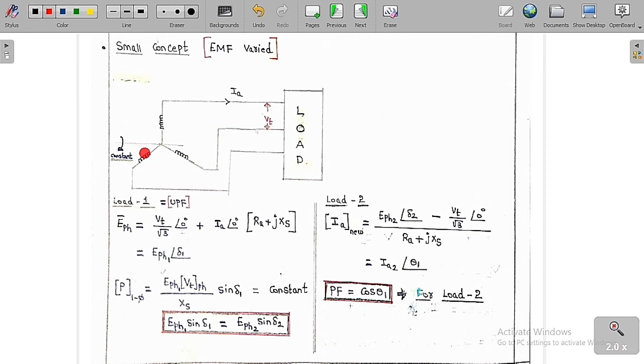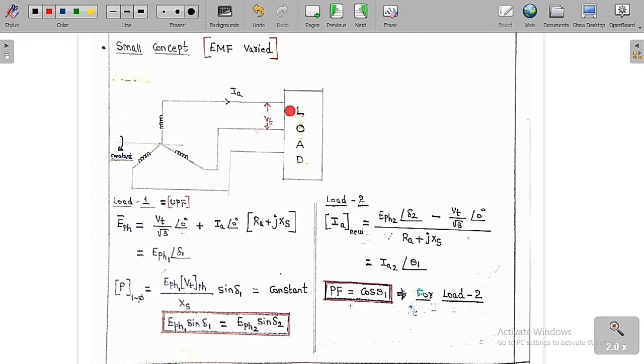As I have already told you, we give a constant mechanical input, so the active power is always constant, whether you increase the excitation or not. Then if I apply the per phase EMF equation, EPH bar is equal to VT by root 3 at an angle of 0 degree, plus, as it is the UPF load, I at an angle of 0 degree into RA plus JXS. In a synchronous generator, EPH is always going to lead the terminal voltage, so let us assume EPH1 at an angle of delta 1. Then what is the amount of single phase power? If you want to know the single phase power which has been transferred from the input to the output.